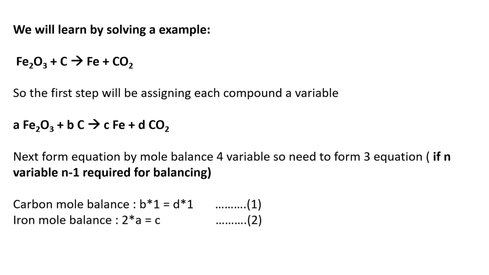If we do iron mole balance, in iron oxide the stoichiometric coefficient is A. So 2 times A will be the number of iron atoms in the iron oxide. Similarly, on the product side there is an iron atom. So the number of iron atoms on the product side is C, and 2 into A will be equal to C. Similarly, doing oxygen balance, we get 3A equal to 2D.